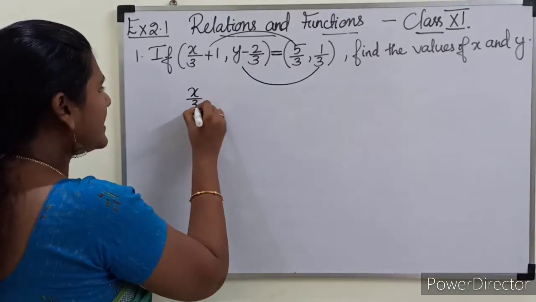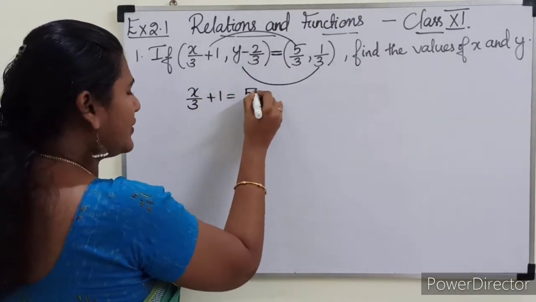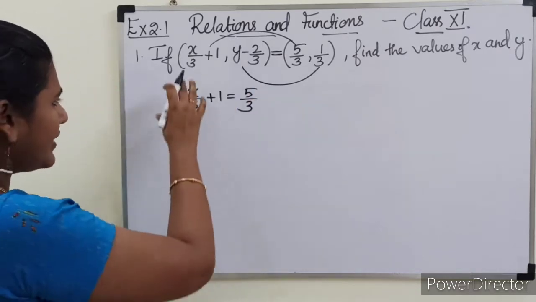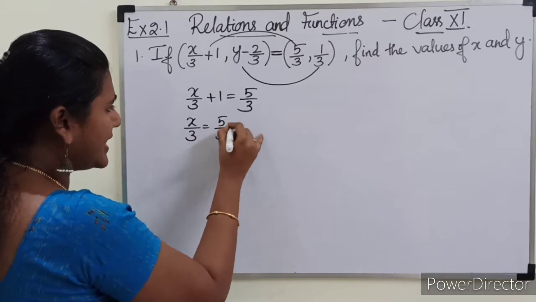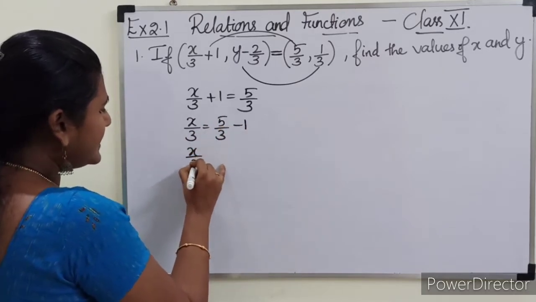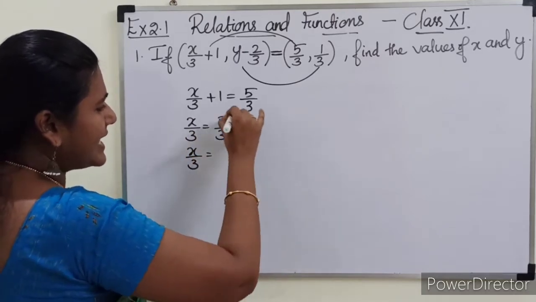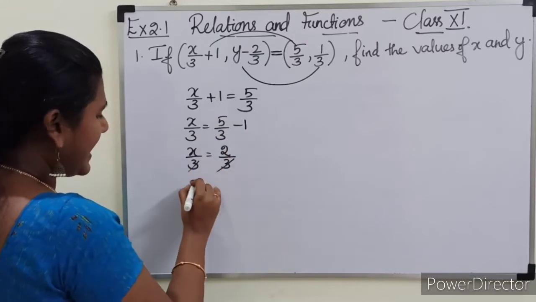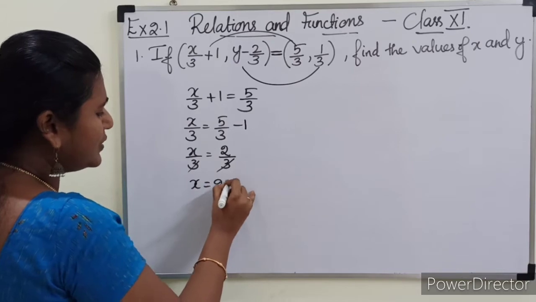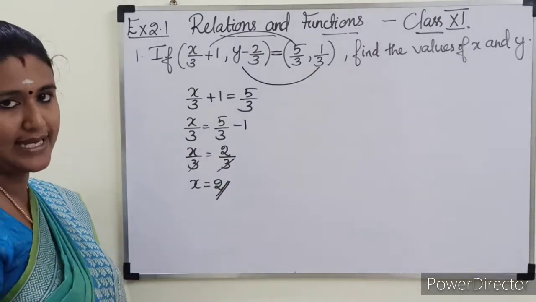So x/3 + 1 is equal to 5/3. Here we will simplify: x/3 is equal to 5/3 minus 1. When you simplify, taking the LCM, you will get 2/3. So these 3s will get cancelled and x is equal to 2. So you will get the value of x.